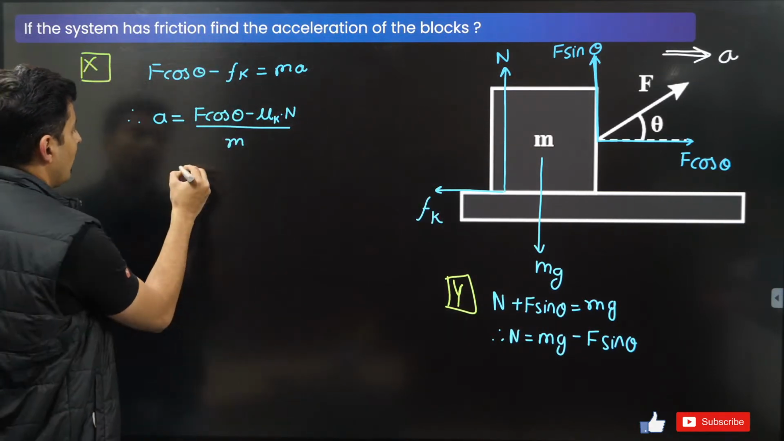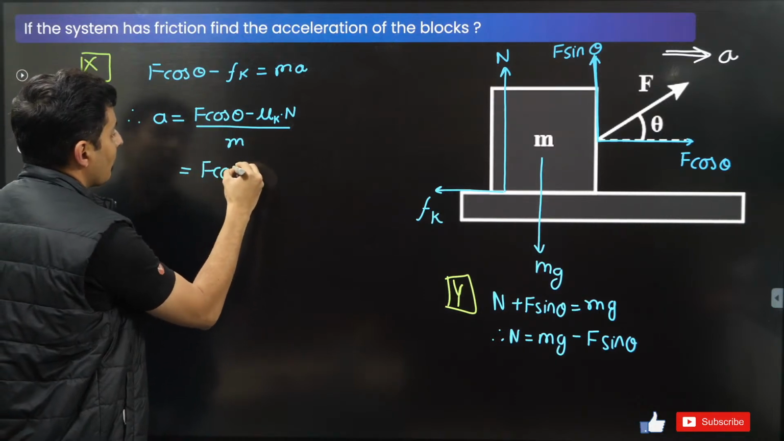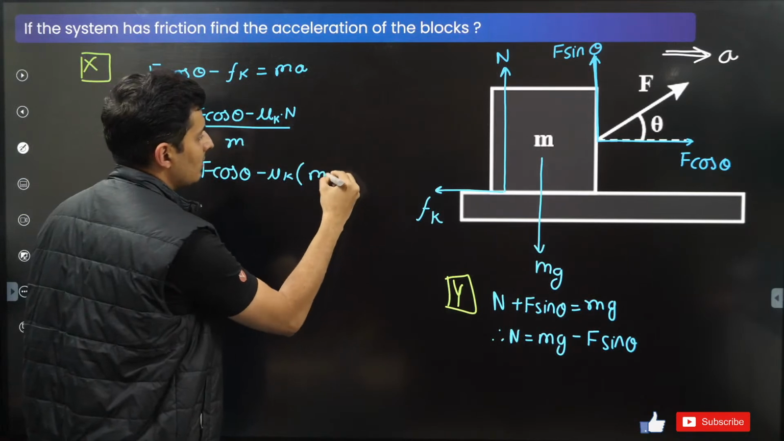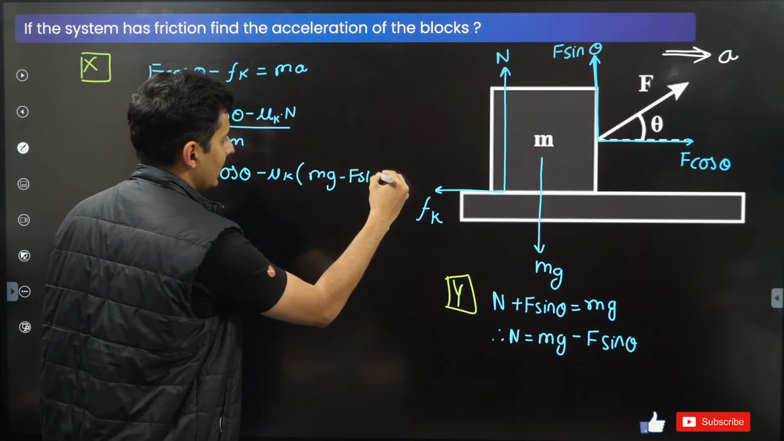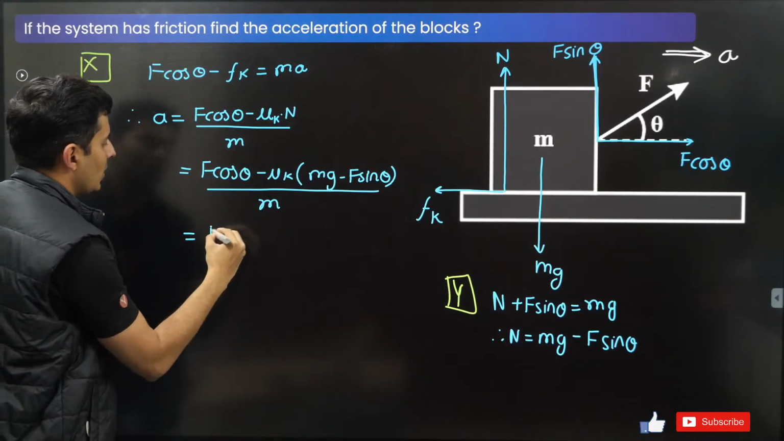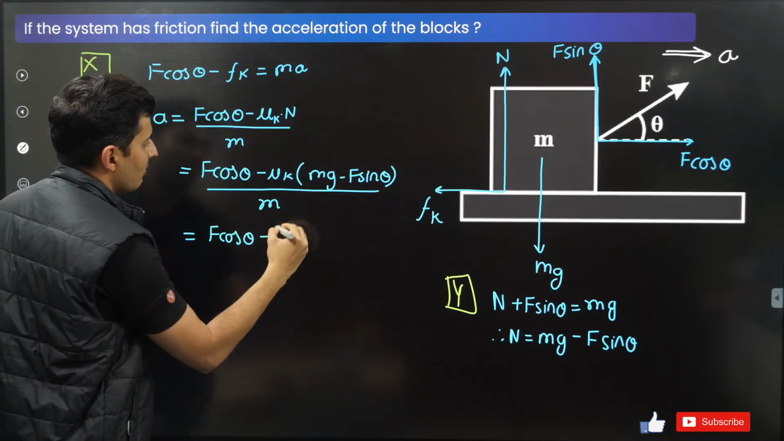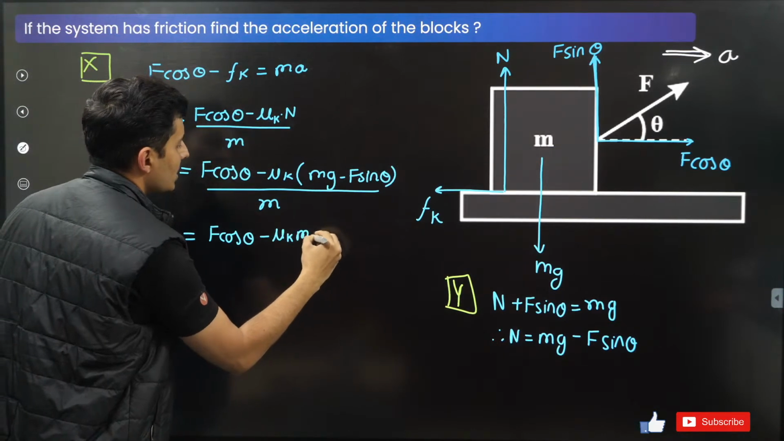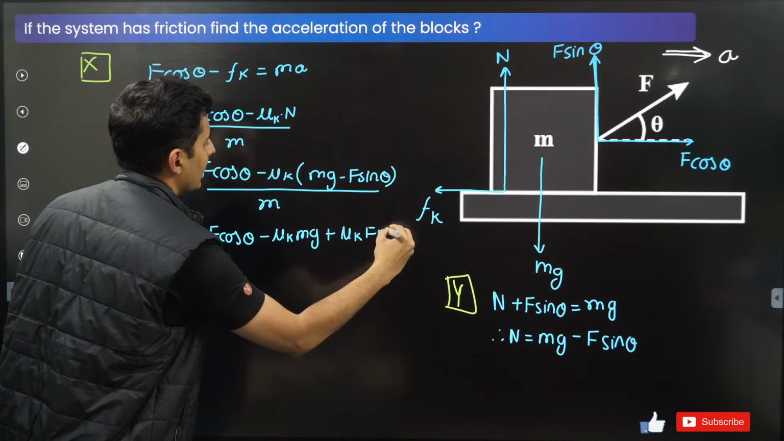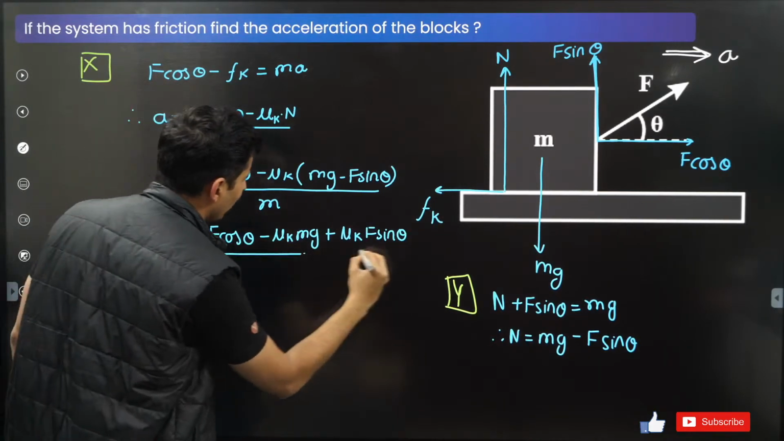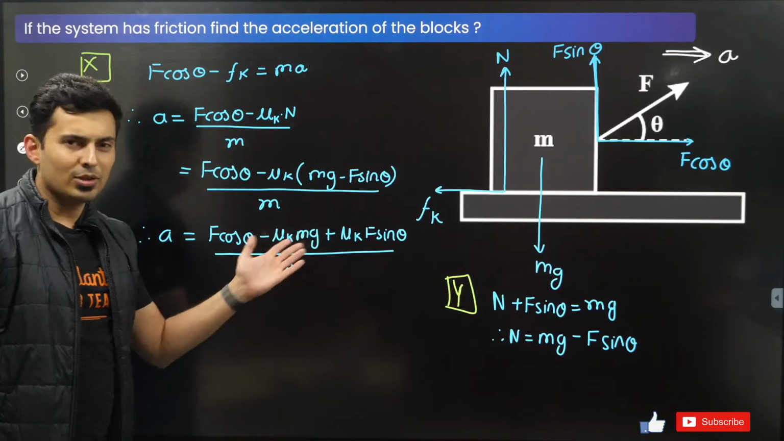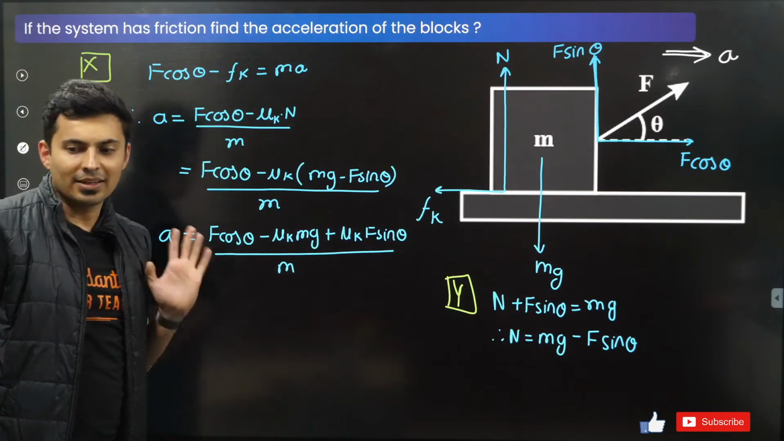So guys, my dear students, over here, I'm going to put F cos theta minus mu k. And in the brackets, I'm just going to put mg minus F sin theta. The whole thing divided by m. So this is equal to F cos theta minus mu k mg, minus minus plus plus, mu k F sin theta. The whole thing divided by m. So that is the value of acceleration. That's it. Values are not given, else I would substitute and find the answer.